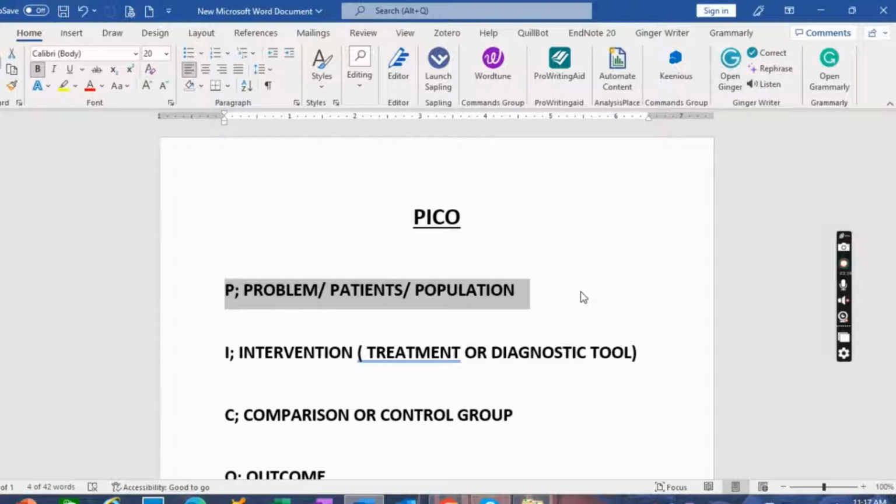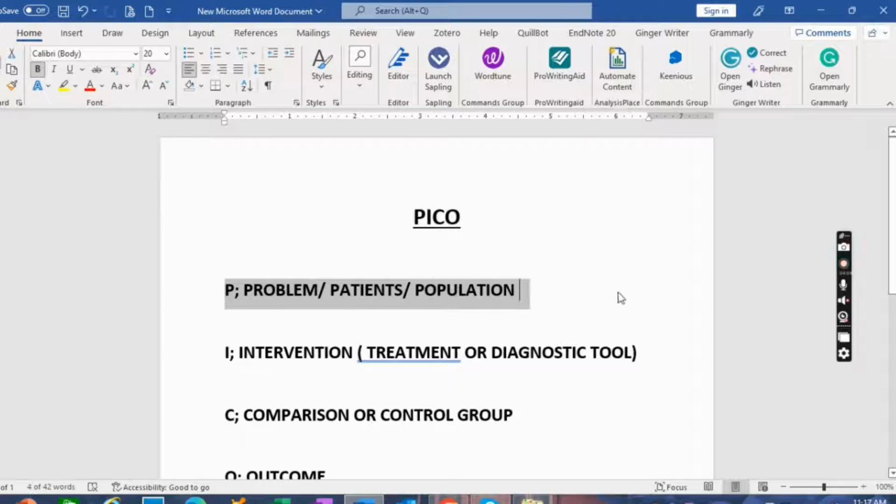For example, diabetes mellitus: all the people living in a country with diabetes, or the population of diabetes. Diabetes can be patients. Yes, you want to research on patients with diabetes, and diabetes would itself be a problem. So the P here denotes problem, patients, and population. You can choose diabetes as a problem, as patients with diabetes, or as the population of patients with diabetes. So this is the concept of P. The first thing that you need to select for your research topic is this P.